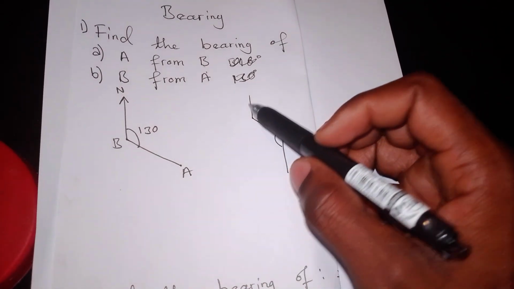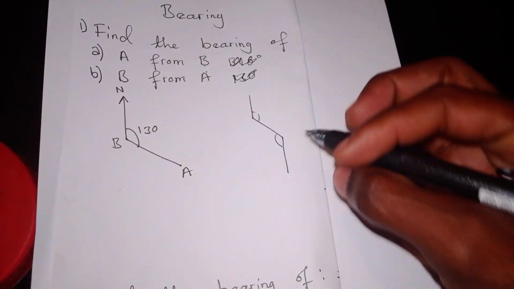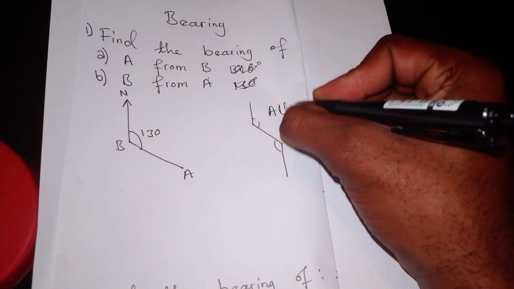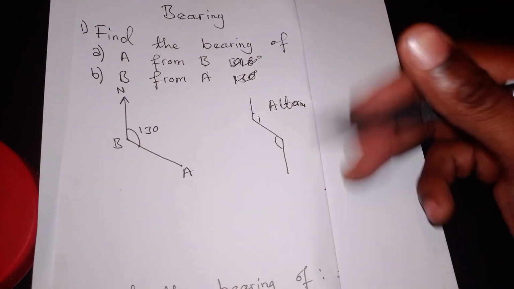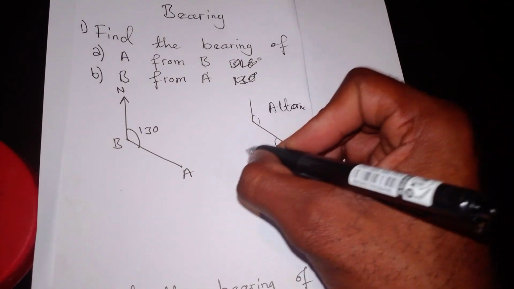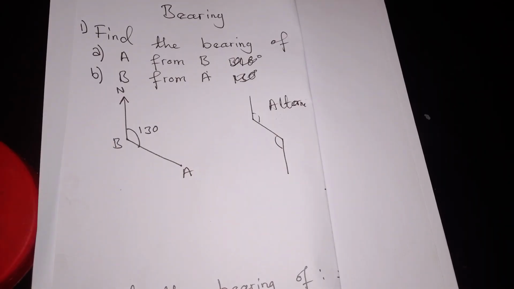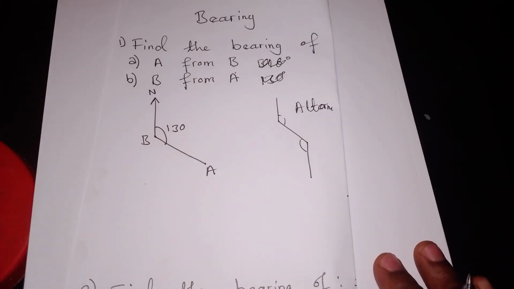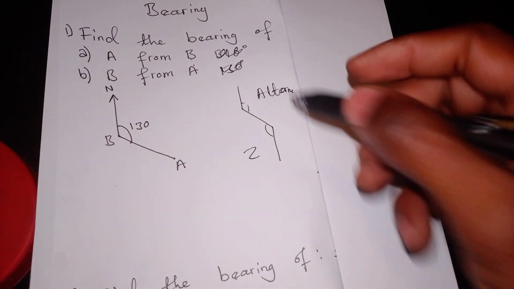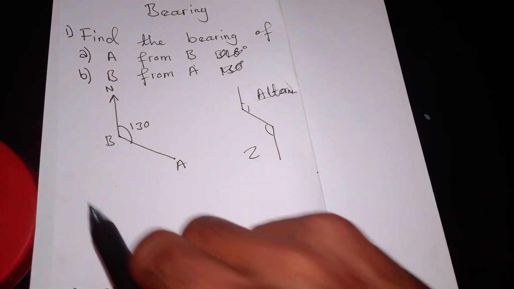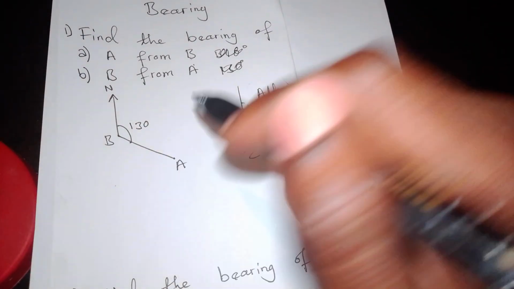So I drew something here. These are alternating angles, or alternating interior angles, or Z angles. I'm not very sure which word you are using. For me, I think I'll stick to Z angles, but it's basically the same thing. So find the bearing of A from B.